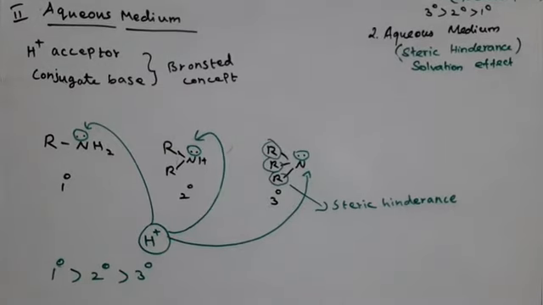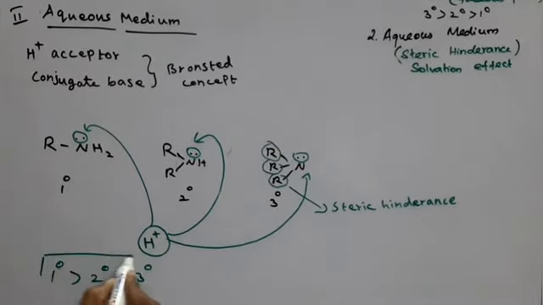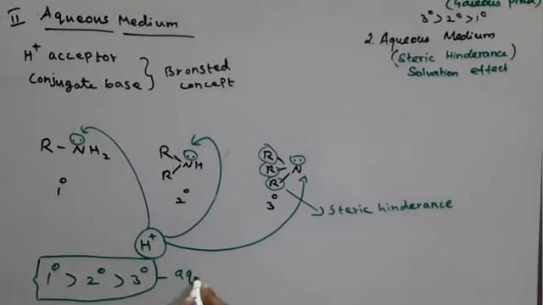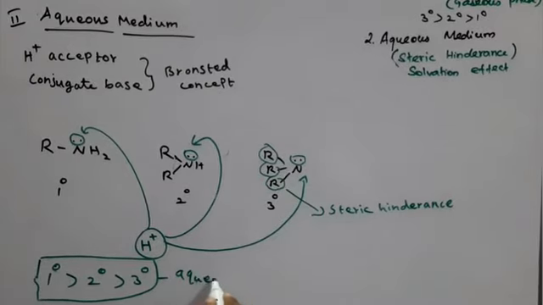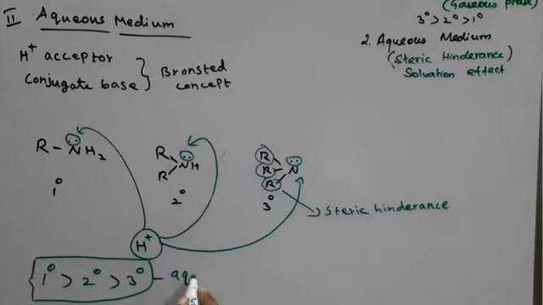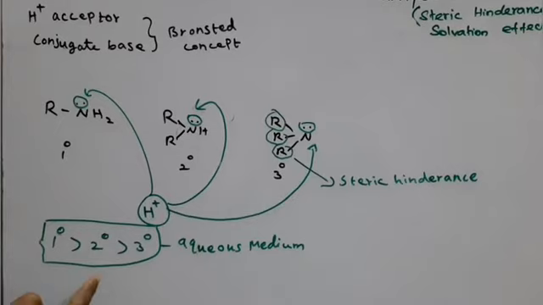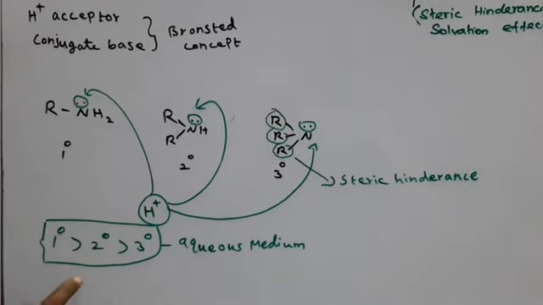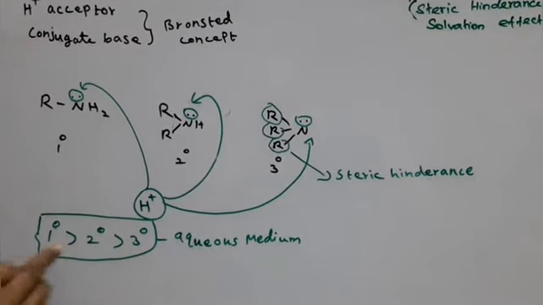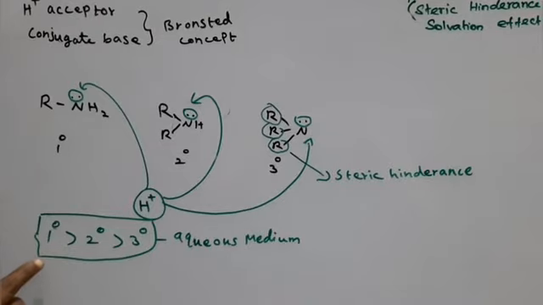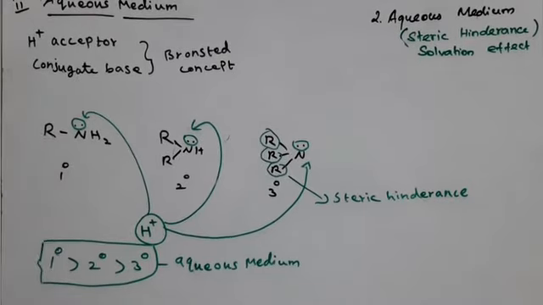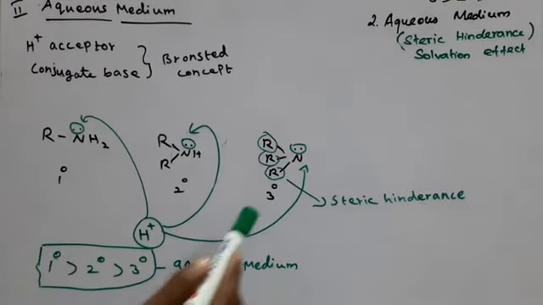Okay, so according to this aqueous medium, the order of basicity is primary, secondary, tertiary. Tertiary is the least base character and primary amine is the more base character. Because the more highly substituted the ammonium ion, the stronger would be the base. Here there is no possibility because of steric hindrance.